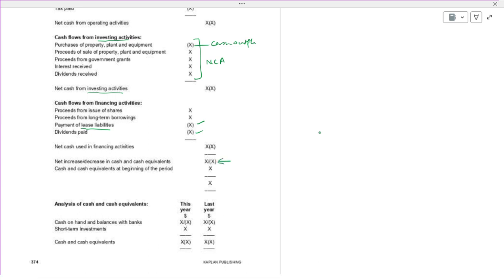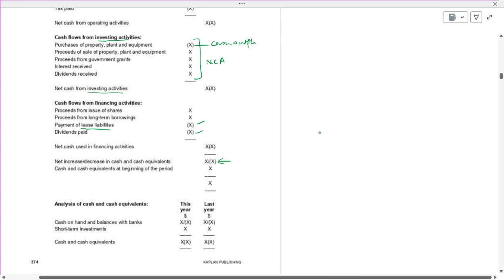You get plus, you get minus. Don't worry that you are getting minus; there is nothing to panic about. They will give you the closing balance, they will give the opening balance, and we have to get it tallied.